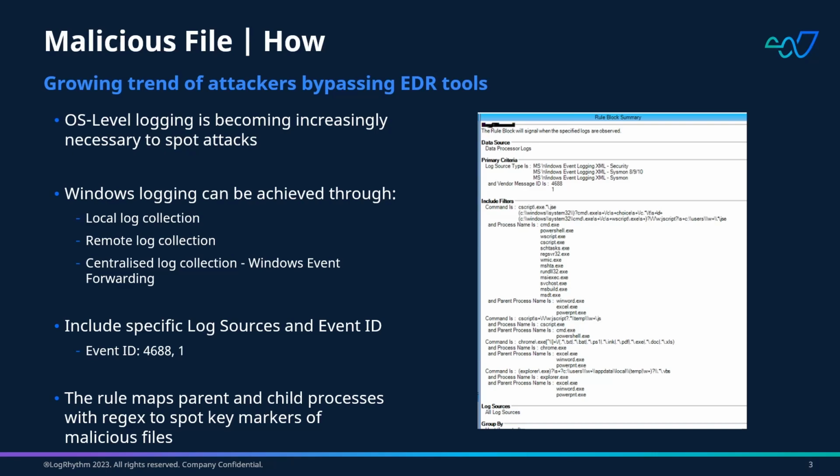Whether that be direct or through implementation of something like Windows Event Forwarding, centralizing workstation visibility is becoming increasingly crucial. The rule focuses on monitoring for process creation logs with command line execution in instances where there is a mismatch in the expected process and parent process names, along with regex that would identify common patterns of malicious code execution.